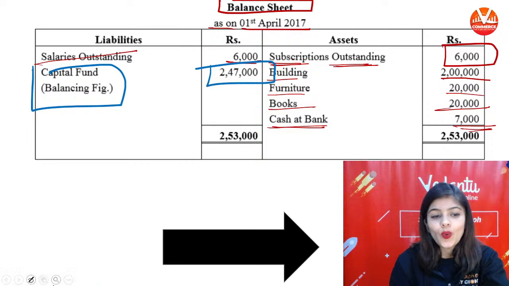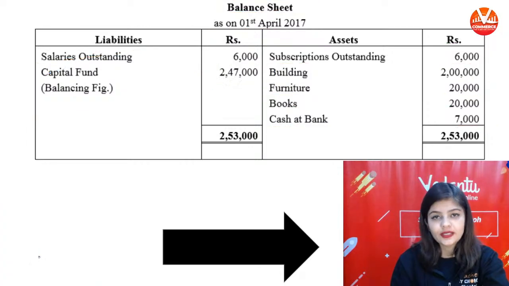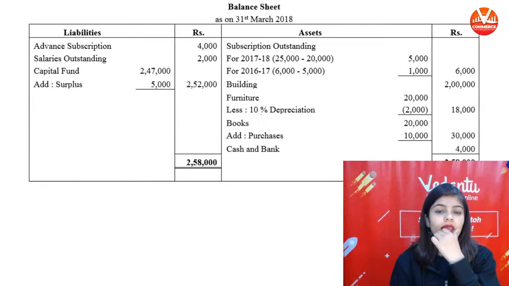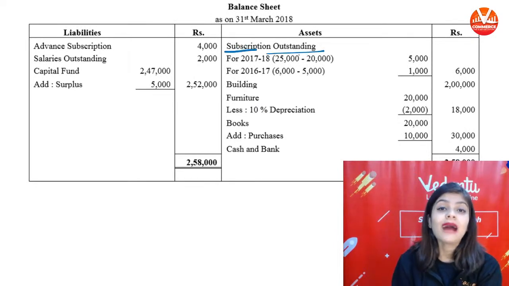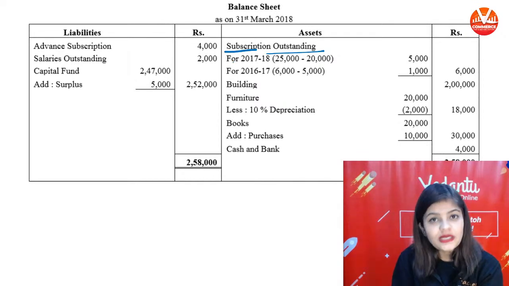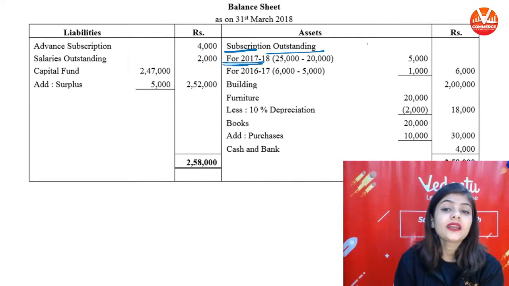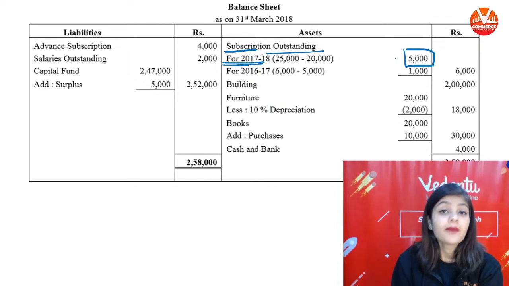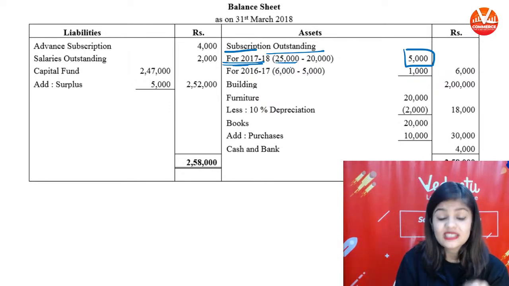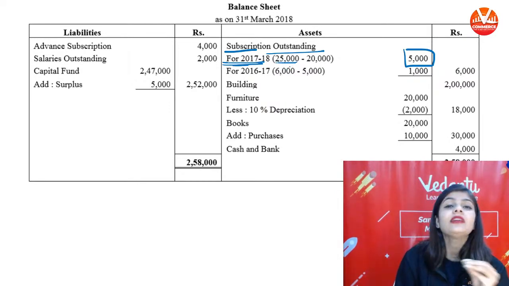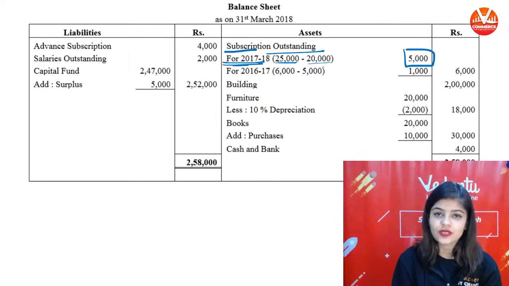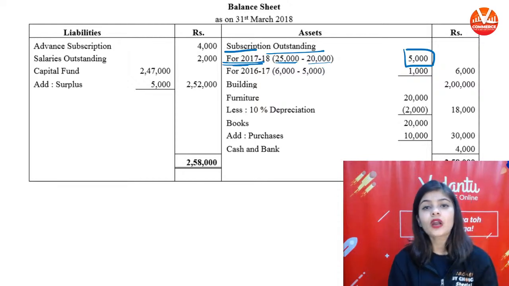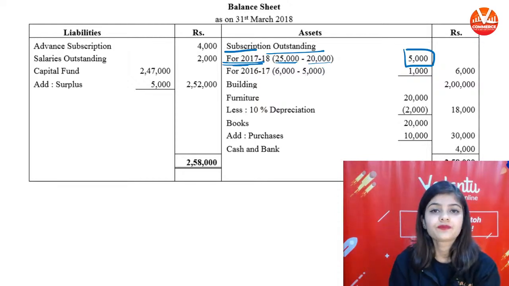So now in the closing balance sheet, first of all, we will write down subscription outstanding. Subscription outstanding for current year is 5,000 because subscription for current year should be 25,000, out of which we have only received 20,000.